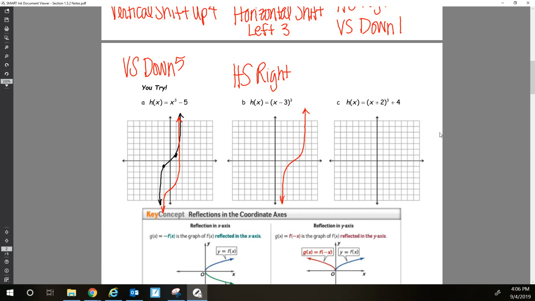And C, once again, we have 2 different transformations. Start with your horizontal. So start inside the function there. It says +2. We're going to do the opposite. We're going to go to the left 2. And then outside, I've got a vertical shift. Exactly what it says. We're going to go up 4. So my center point that was here is going to go to the left 2, up 1, 2, 3, 4. Here's my guiding points.